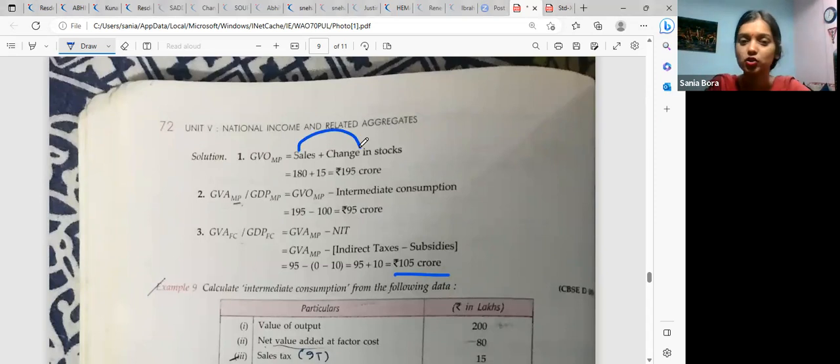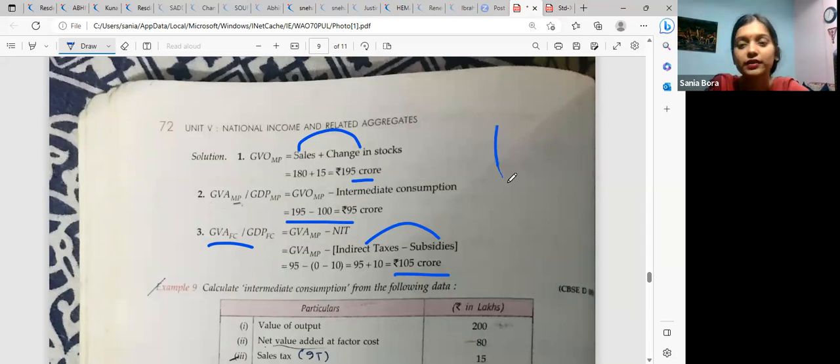First was sales and change in stock. So 180 plus 15 is 195. Then GVA at MP is GVO minus intermediate consumption, so minus 195. Then GVA at FC or GDP at FC, same thing, is GVA at MP minus NIT. NIT is indirect tax minus subsidies. I think what you did is, indirect taxes were not given, so 0. Now what you did, 95 minus 10, is it? Yes, ma'am.